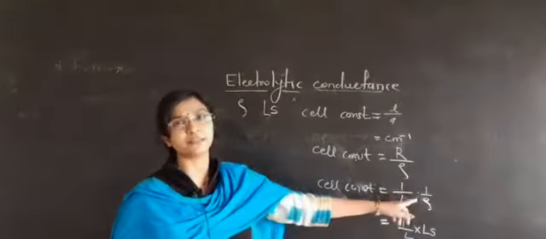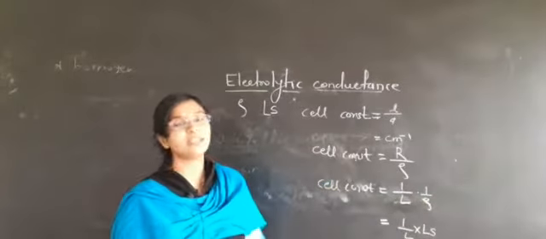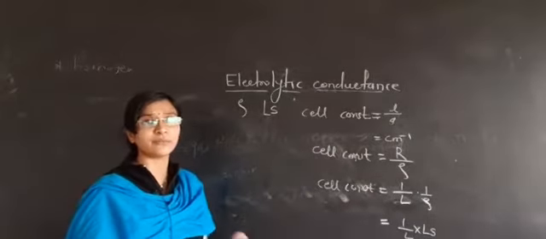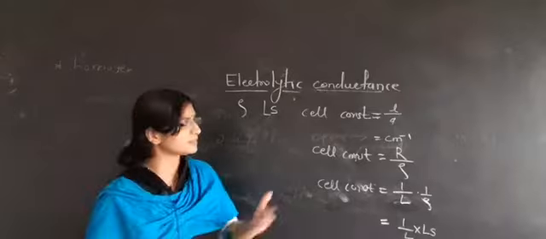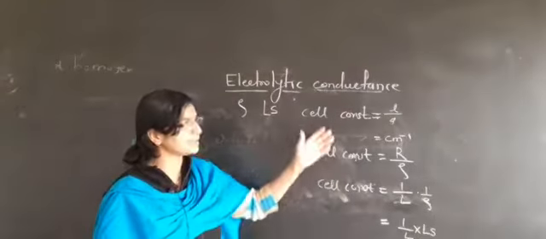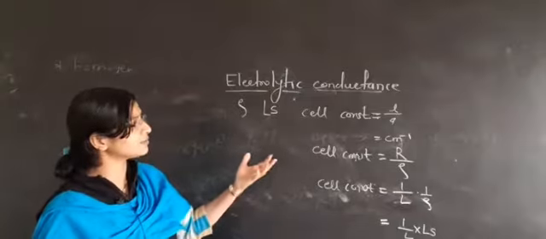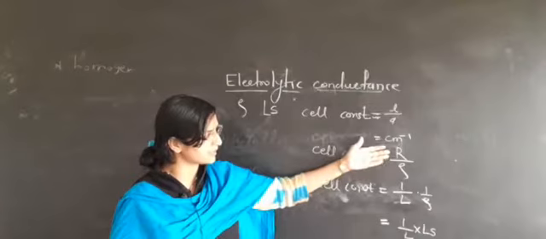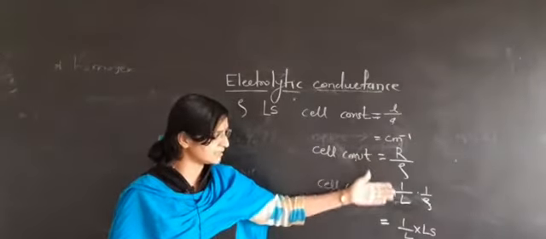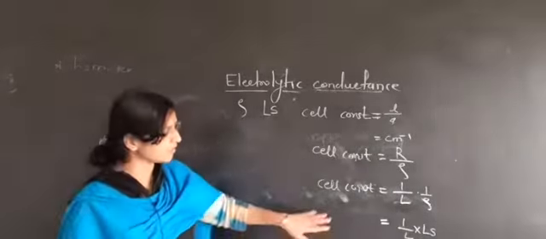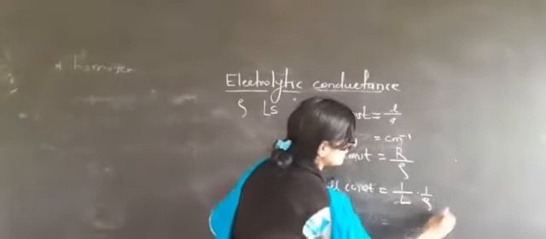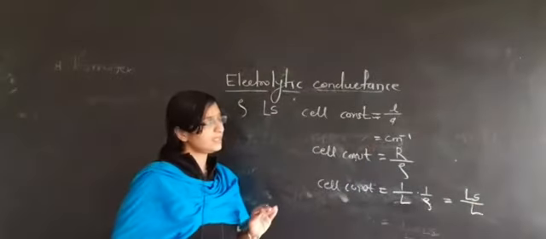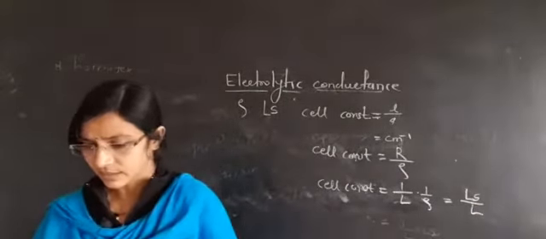As we know, the reciprocal of specific resistance is nothing but the specific conductance. And this is a very important equation. Numerical problems have been asked many times on the same topic. Sometimes they give us the length and area, and sometimes they give us the resistance, specific resistance or specific conductance. By using all these relationships, we are able to find the cell constant of that particular solution.